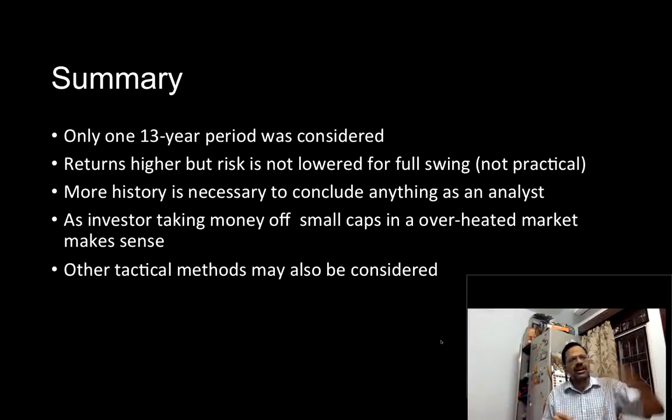Forget about how much return you will make at the end of the day, how much risk is lowered. It is just simple common sense to remove money in an overheated market. So at least from that point of view, I think people should do some kind of tactical investing with small cap, even without any method. With the method it may work better, but even without a method, it intuitively makes sense.